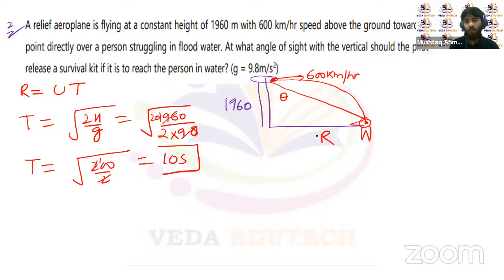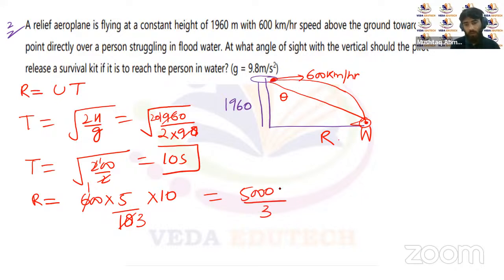Then the range of this projectile will be equal to the speed at which it's flying, 600 kilometer per hour. We can convert it into meter per second by multiplying with 5 over 18, multiplied with the time of flight, that's 10. So it will be 5,000 over 3. That's the range of this projectile.